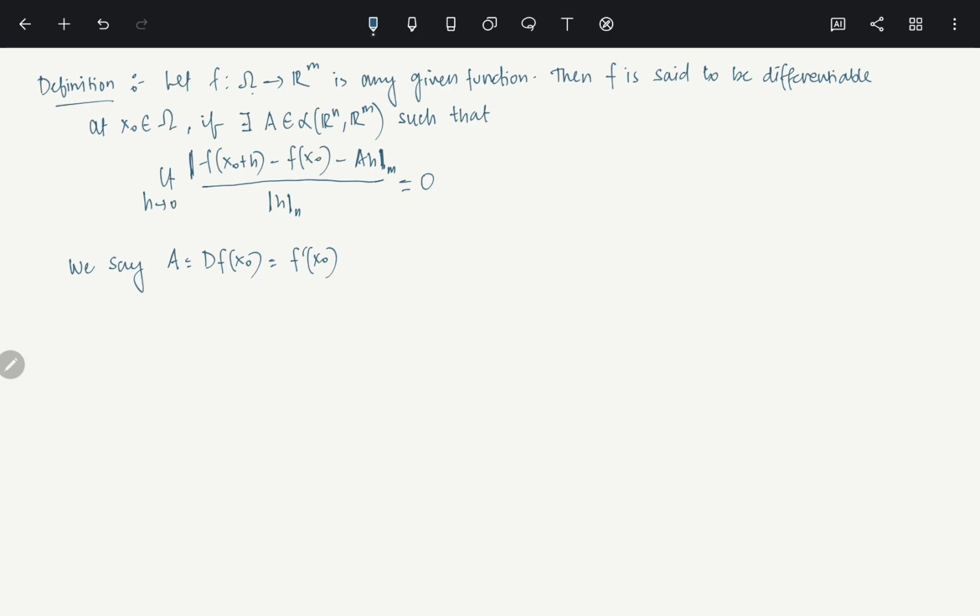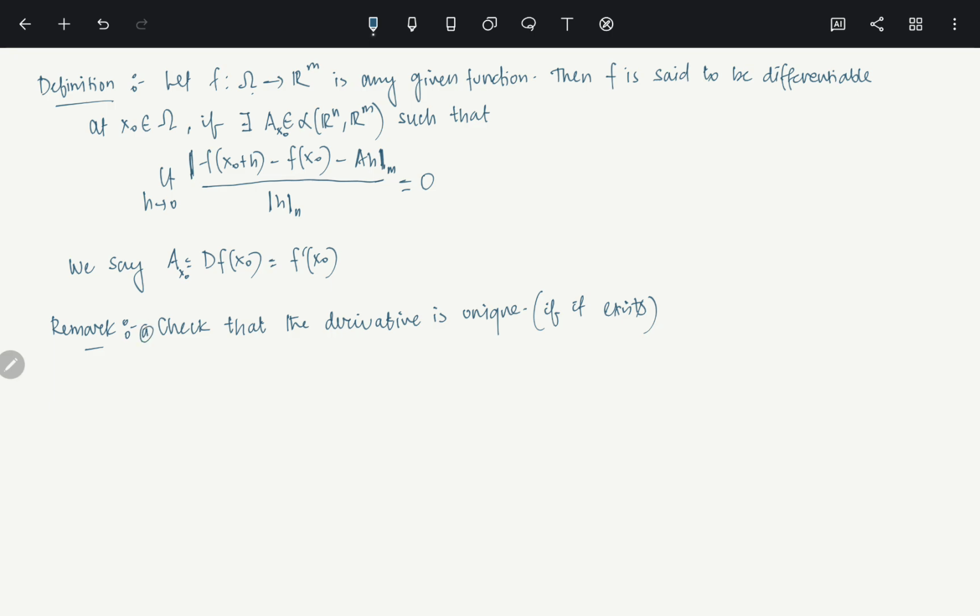Now, with this definition, of course we know that if the derivative exists, a small remark: please check that the derivative is unique. So if it exists, it is unique. And please remember that this a depends on the point x naught. If you change x naught, a is also going to change. So this is not one linear transformation for all points in omega; for every point you have one unique linear transformation.